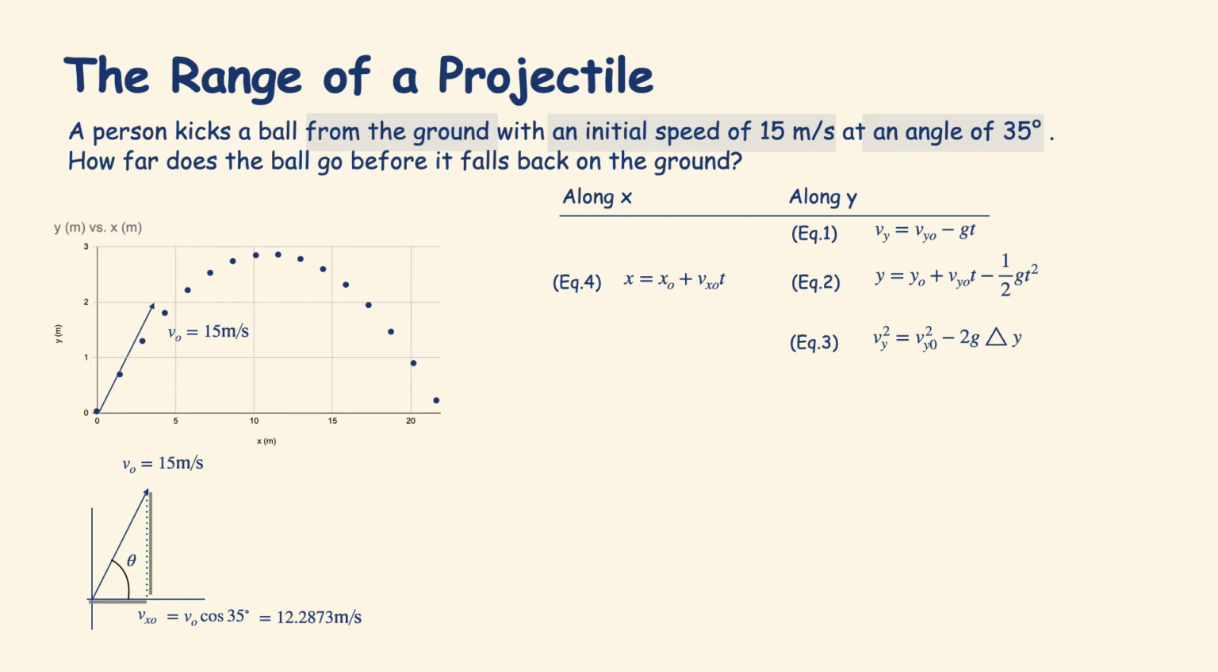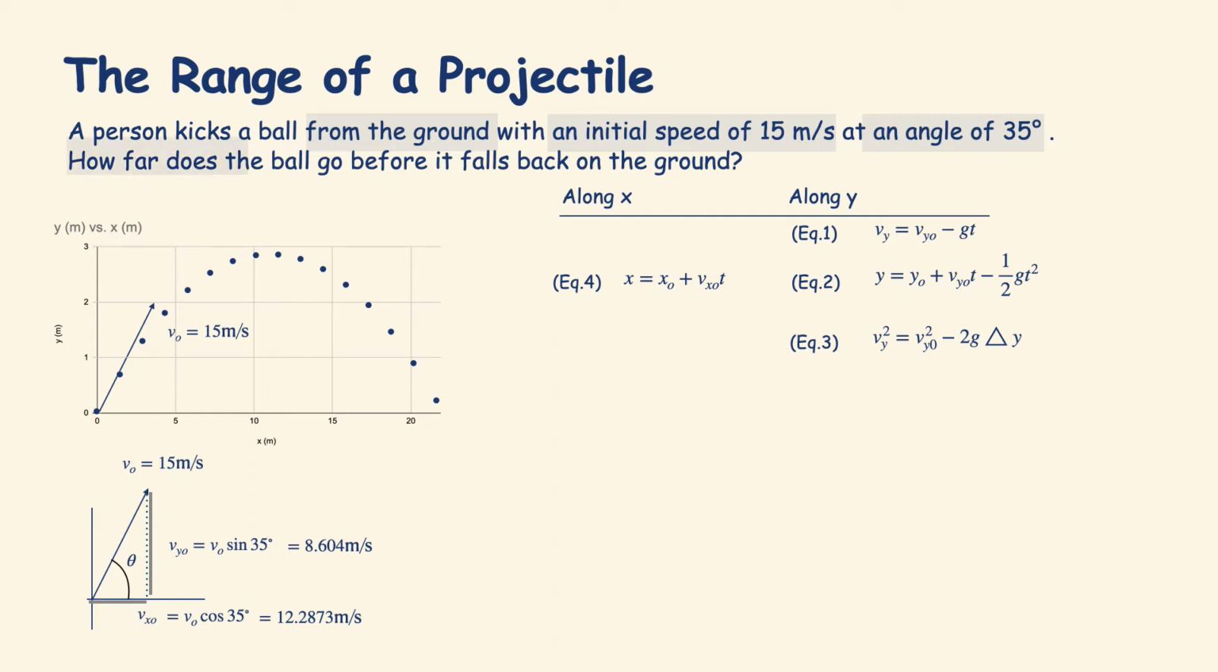For the y component, that will be the opposite side, the side opposing the angle theta. So the y component of the initial velocity will be V naught sine of 35, or theta. Numerically, that will be 8.604 meters per second.